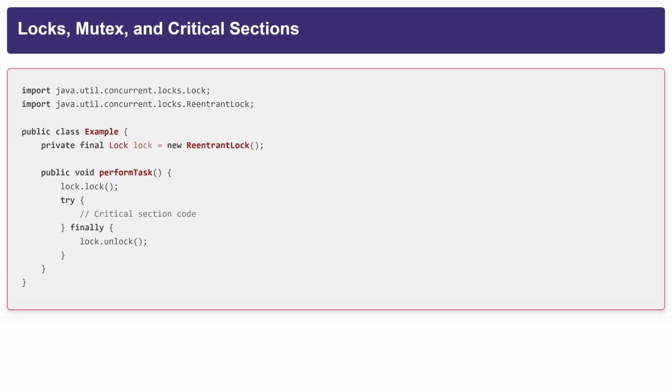Let's take a look at an example code snippet that demonstrates the concept of locks, mutex, and critical sections in Java. Here, we are using the ReentrantLock class as our lock implementation. In the performTask method, we acquire the lock using the lock method and release it in the finally block using the unlock method. The critical section code is where we perform operations that need to be executed exclusively by one thread at a time.